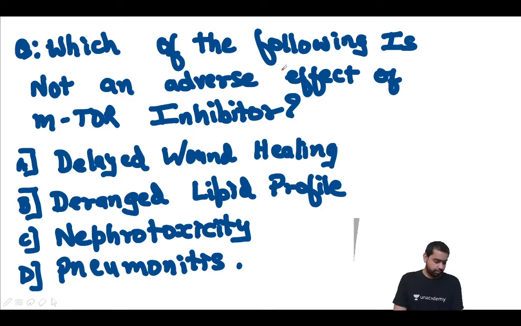Harshita, Ramesh, Pooja, Hemant, Vimal, what is the answer? Ramesh is saying it's C. Dua is saying it's B, Pooja is saying it's B. Deranged lipid profile, fair enough. Anybody else, guys? Please be fast and please answer.